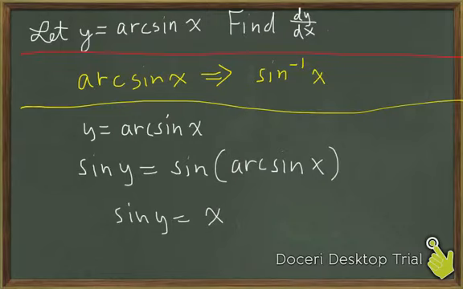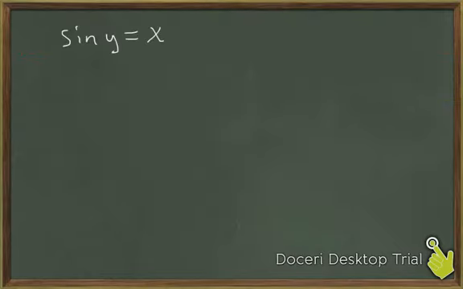So here is where we're going to start. From here we're going to differentiate both sides with respect to x. So we're going to take d/dx of both sides of the equation. I'm going to switch slides here and rewrite sine y equals x. Here I'm going to put two asterisks, because this is something that we are going to come back to later on in the problem.